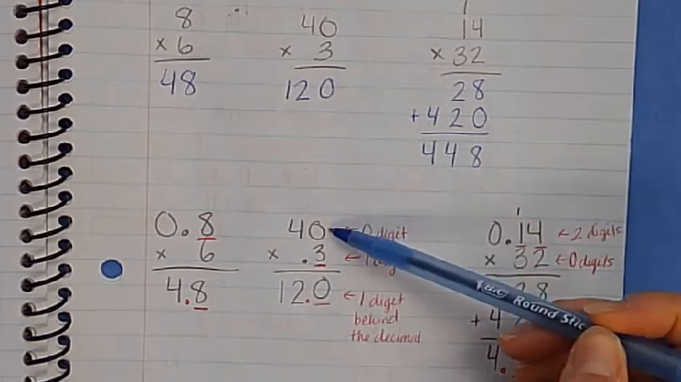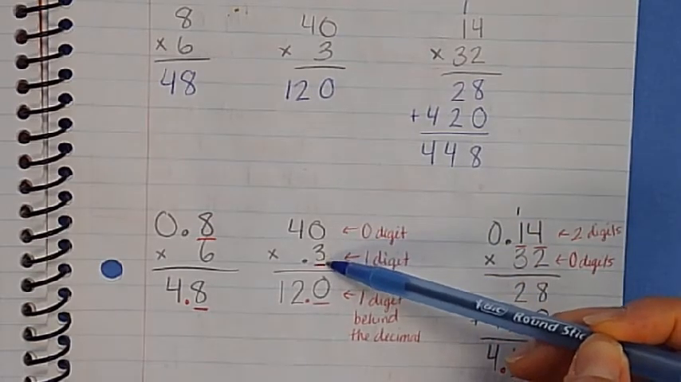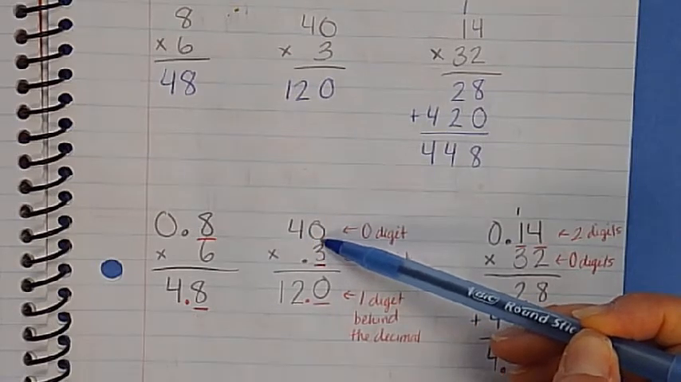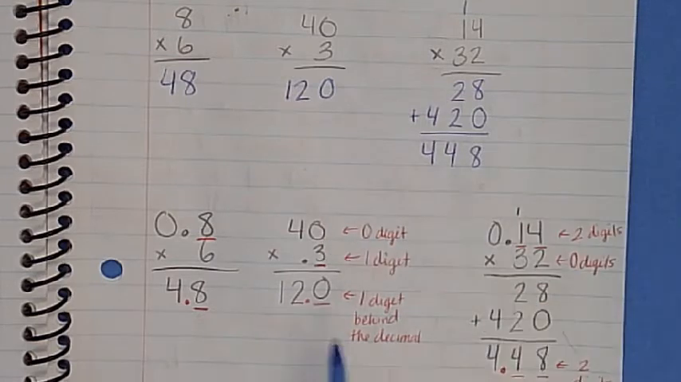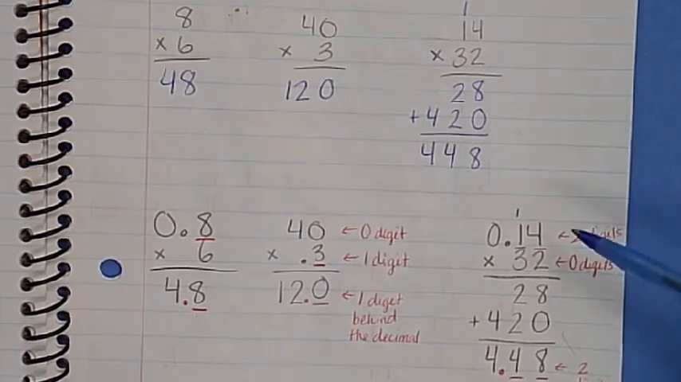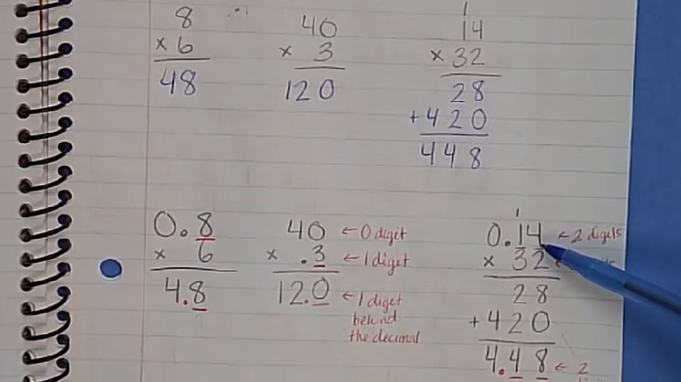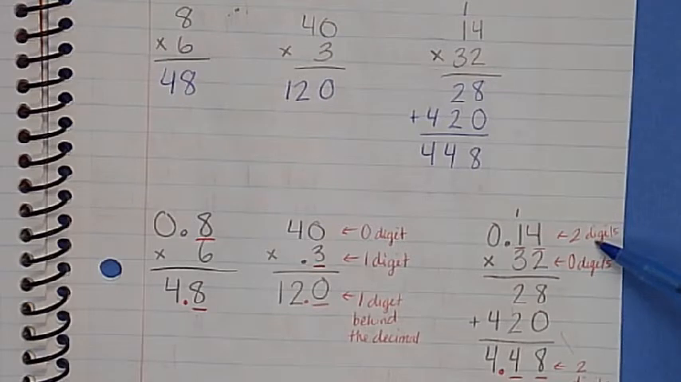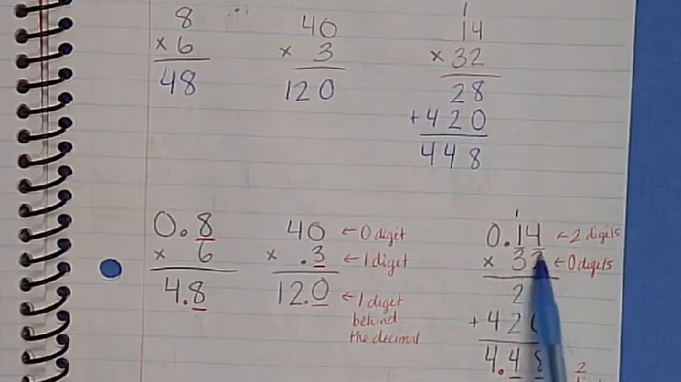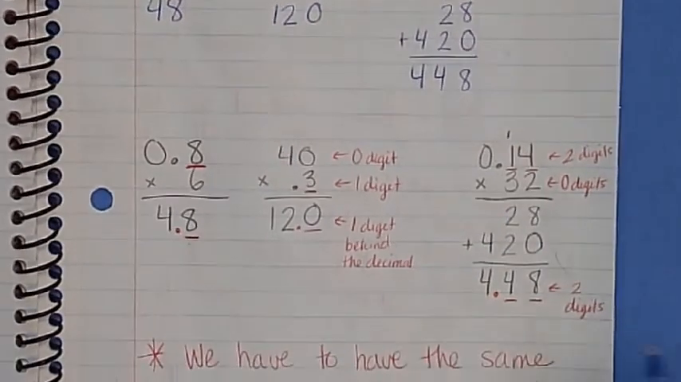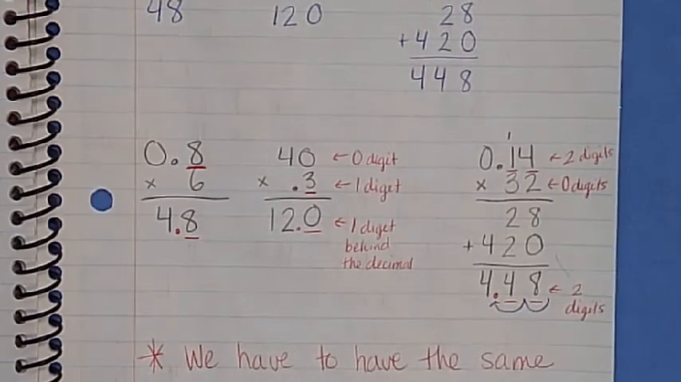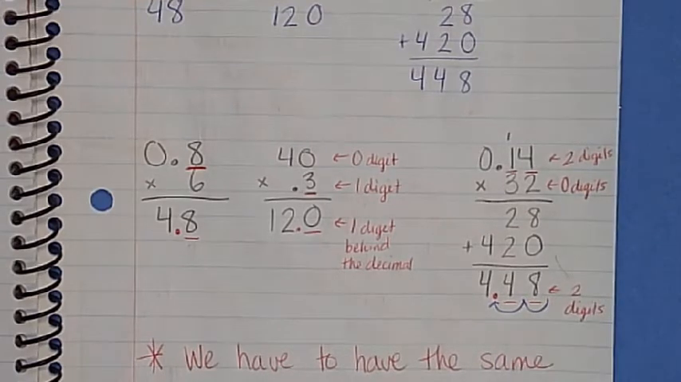So in this problem, 40 times 3/10, we see we have 1 digit in this factor and no digits in this factor behind the decimal point. So we need to have 1 digit behind the decimal point in the product. When we look at this example, there are 2 digits, the 1 and the 4, behind the decimal point in this factor, and this factor has no decimal point and no digits behind it. So when we wrote our answer, we needed to make sure the decimal point was 2 places over, and there are 2 digits behind the decimal point.